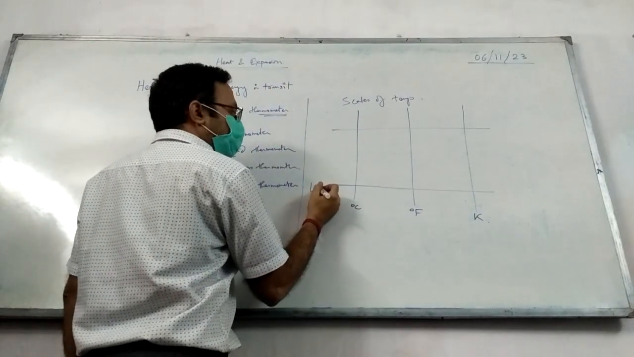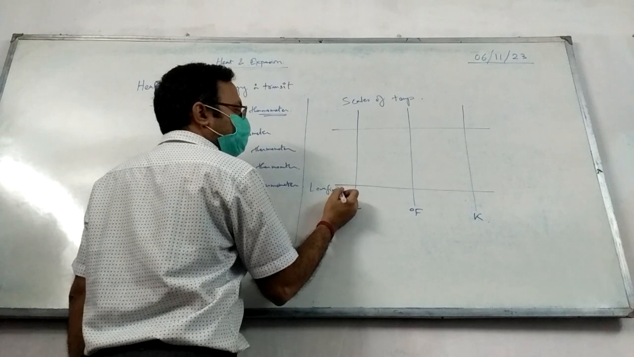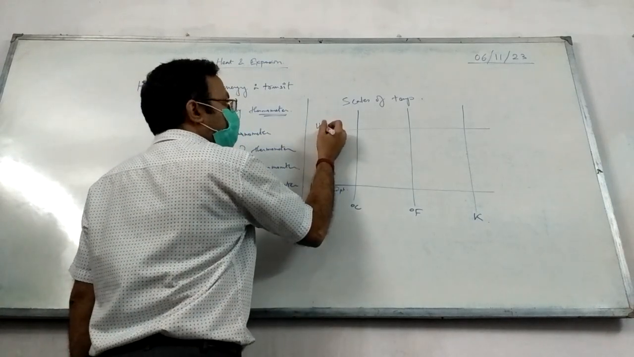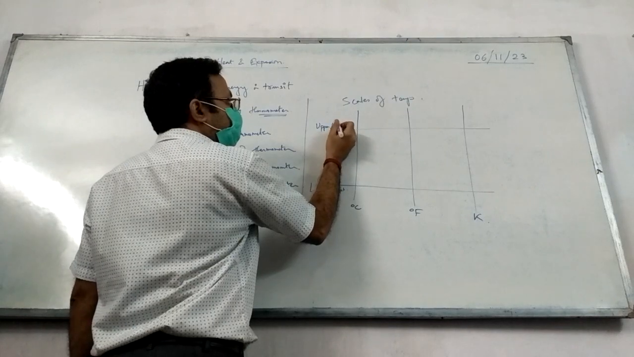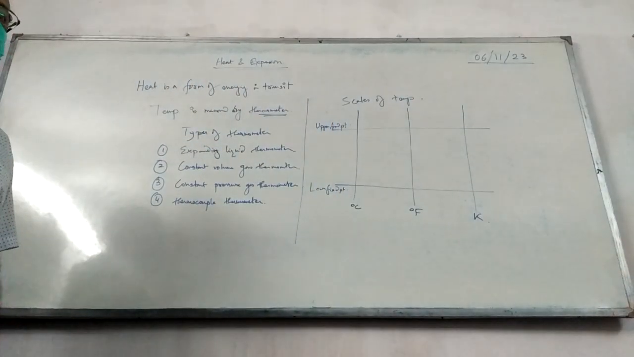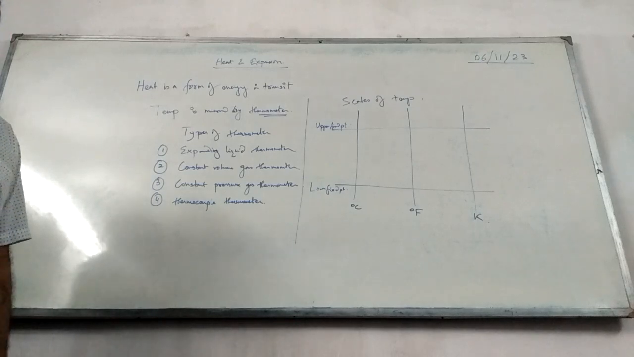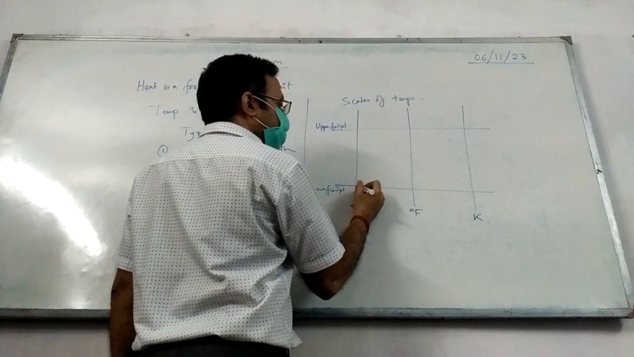So this is called the lower fixed point, and this is called the upper fixed point. You know how are they defined? Lower fixed point is the temperature at which ice melts. The temperature at which ice melts, right? So that is 0 degrees Celsius for ice.